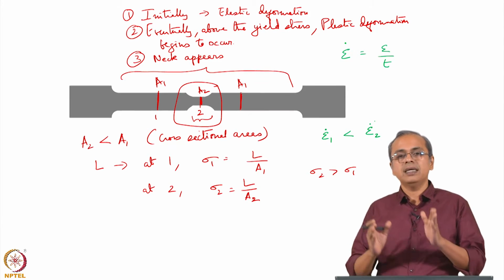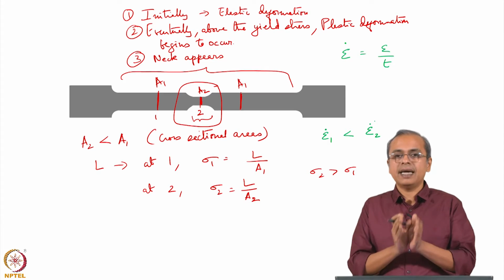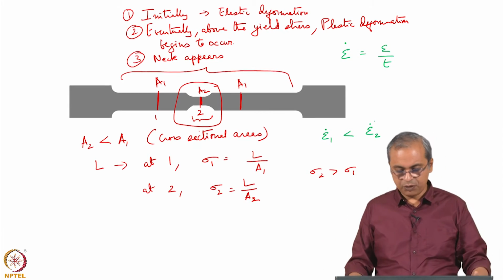Once the neck appears, the strain rate at the neck is higher than the strain rate at the rest of the sample. So, this is a phenomenon that is happening.